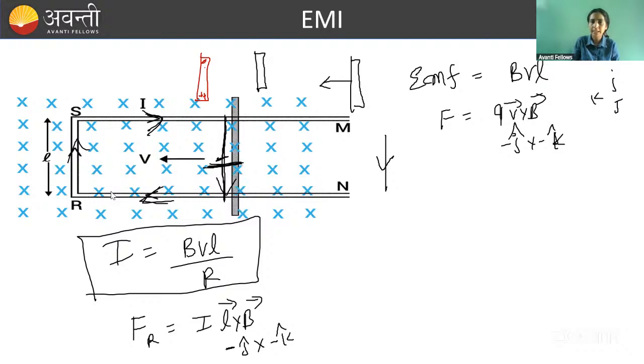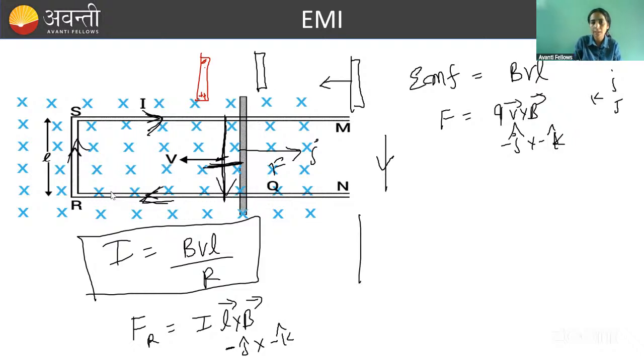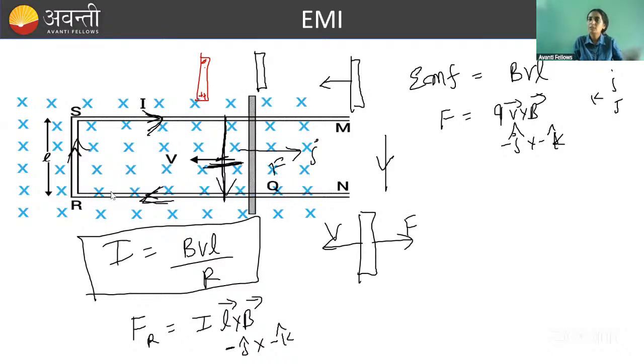So what is j cross k? J cross k is i. So on this rod, force will act in the i cap direction, and the velocity was towards the opposite sense, right? So because of this magnetic force acting, this rod will slow down, right? Because initially the rod was moving with a velocity v. Now you are applying a force F on it. What will happen? Velocity will decrease.